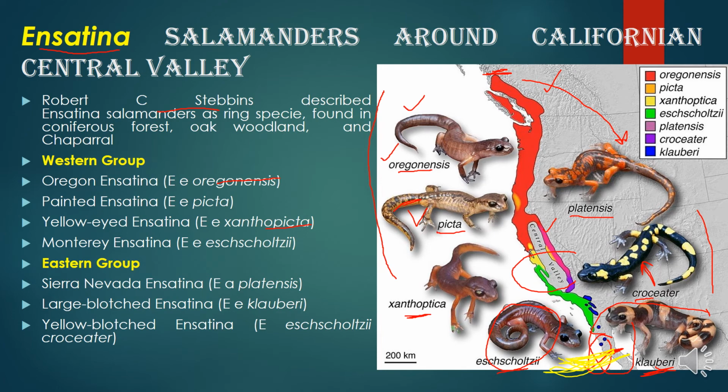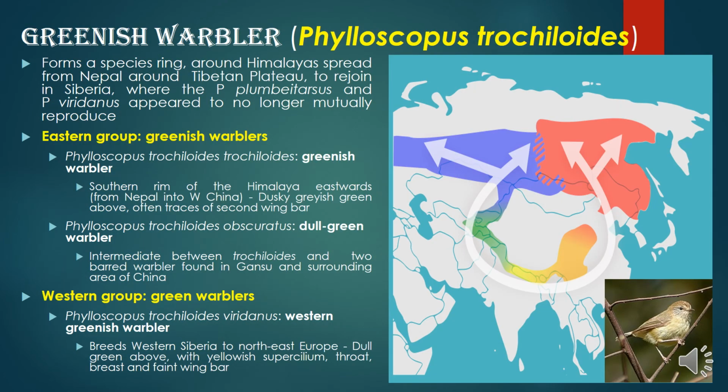So in this way, we see that all the salamanders in the Central Valley form a ring species. And in fact, apart from this coloration and breeding preferences, they do. Another ring species has been found.